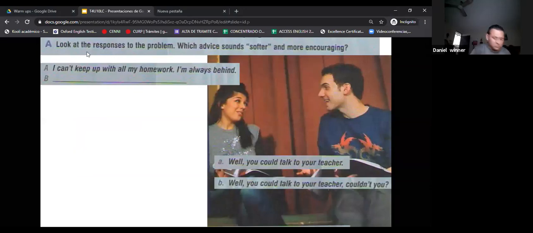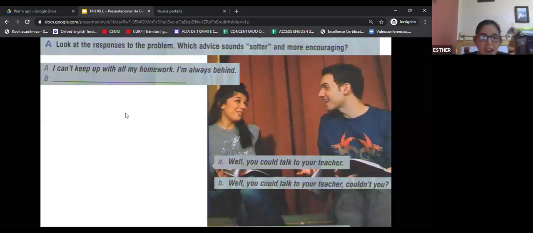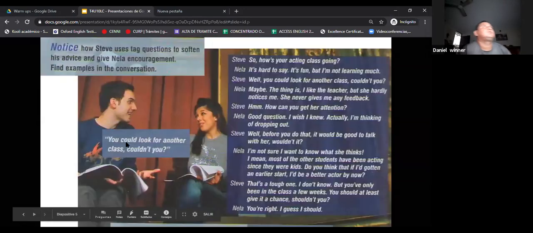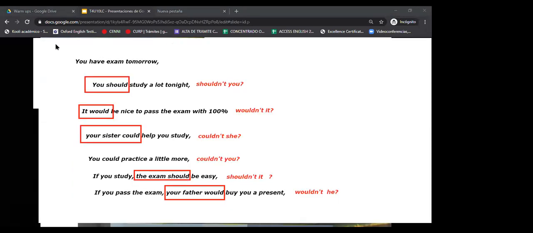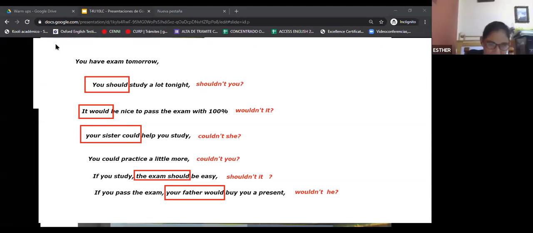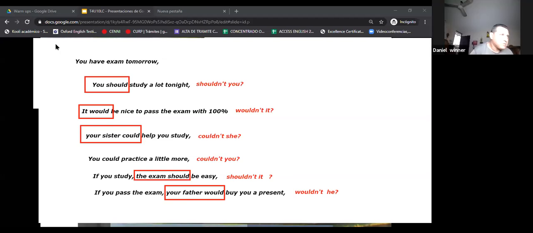Can you read, Daniel, please? Teacher. Yes? Look at the response to the problem which... One second, please. Do you want to take a picture? Wait for me, teacher. Yes. Turn on the light. ¿Quieres la luz? Yes. Please.